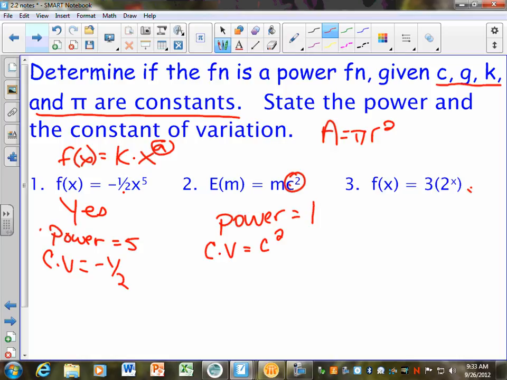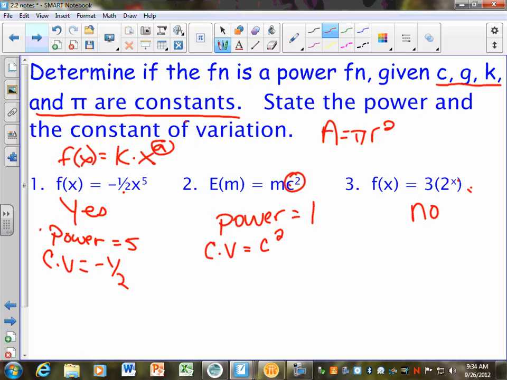What about this? Does this fit this mold of a number times a variable to another number power? Does this fit that mold? Right, where's the variable in this problem? Is the variable allowed to be the exponent in a power function? No, that's an exponential function. That's a whole different thing. So the answer here is this one is not a power function. I'm just going to say no.